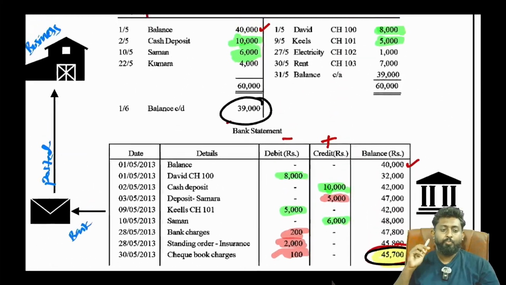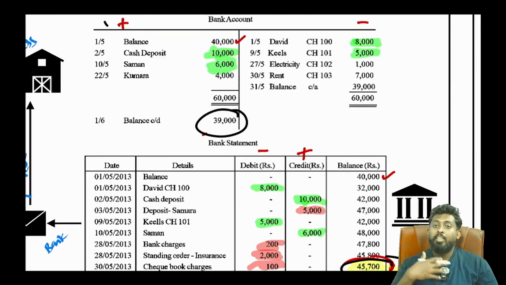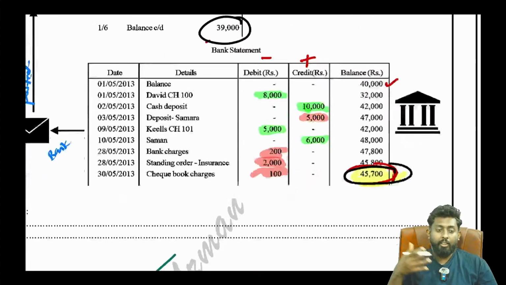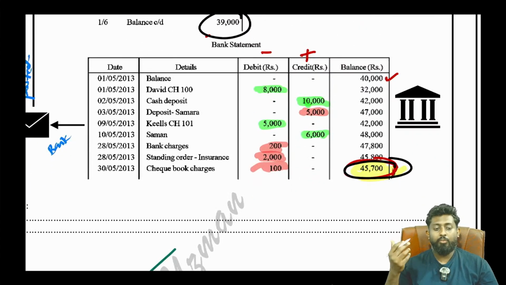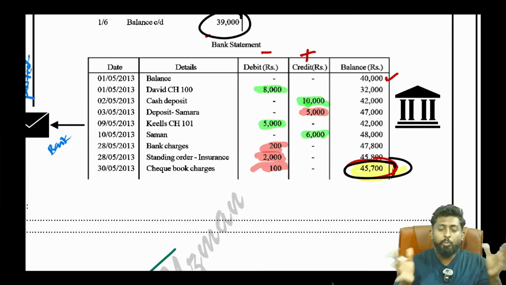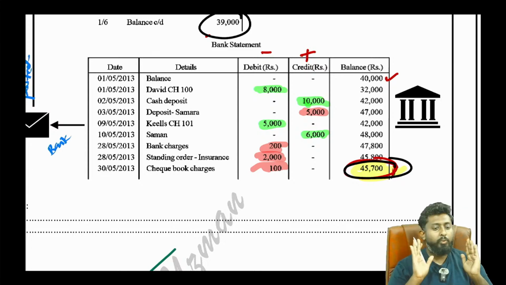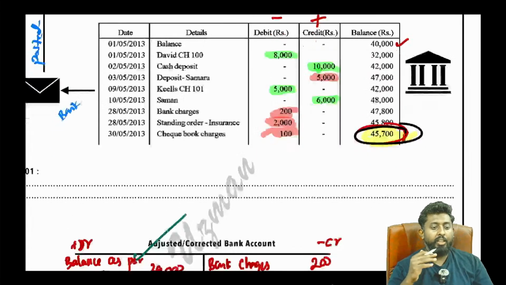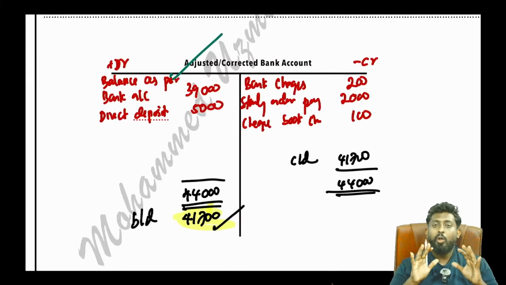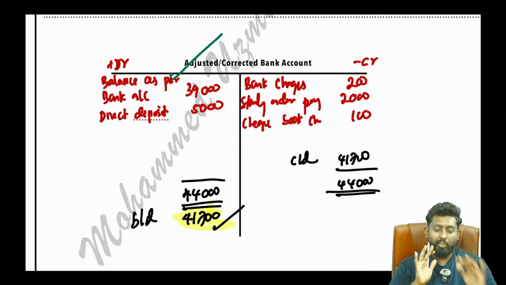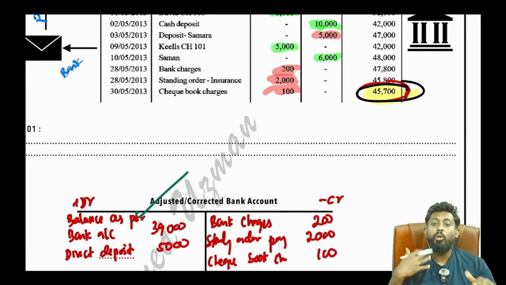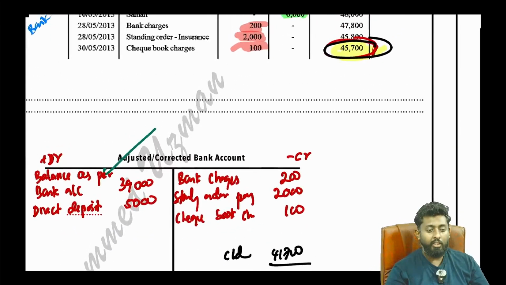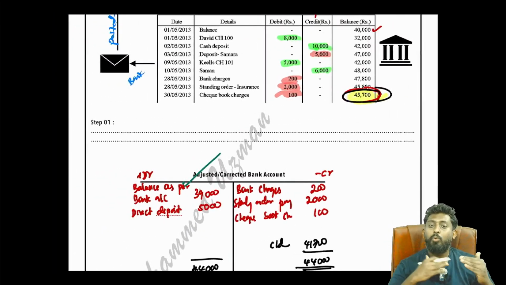Understood? The bank account balance that we prepared was 39. The bank statement shows 45,700. So we had an issue between those two. Now we don't have an issue between those two, because we corrected our balance and we are saying, okay, our balance is 41,700, but the bank balance is 45,700. There is a 4,000 difference. So what could be the other reasons why it is not the same?